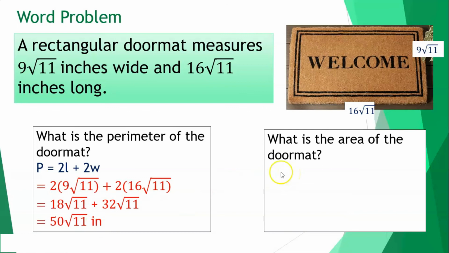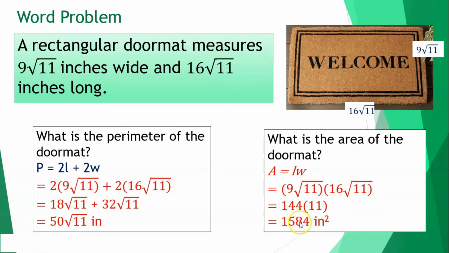Another. What about the area of the doormat? Take note, area is length times width. So that would be 9 square root of 11 times 16 square root of 11. 9 times 16 is 144. Square root of 11 times square root of 11 is simply 11. So therefore, the area here would be 1,584 inches squared.